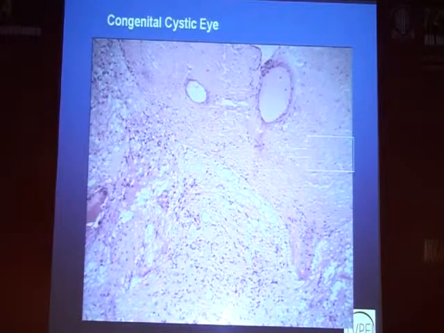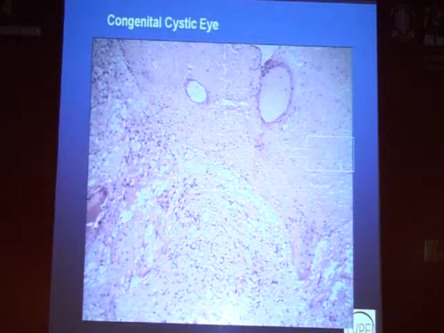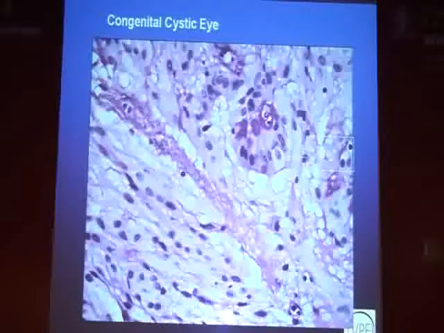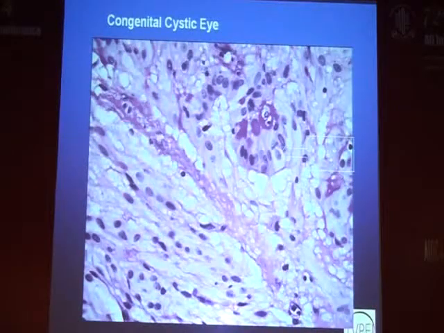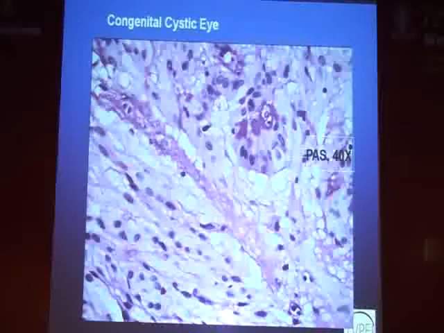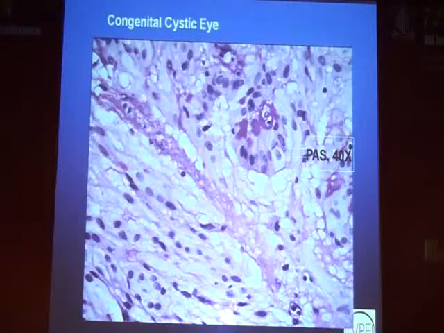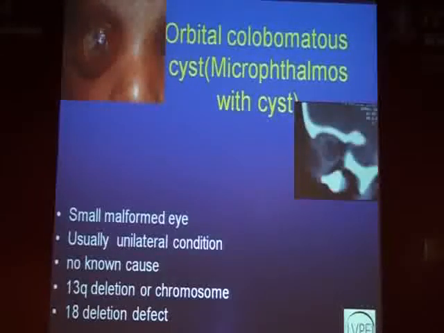The outer layer is a dense collagenous tissue which resembles sclera, and the inner tissue is the primitive retinal tissue, and sometimes it can even have some fragments or remnants of conjunctiva, and then it can be well identified on PAS stain, and it can have even some retinal pigment epithelium. And then we have the colobomatous cyst.